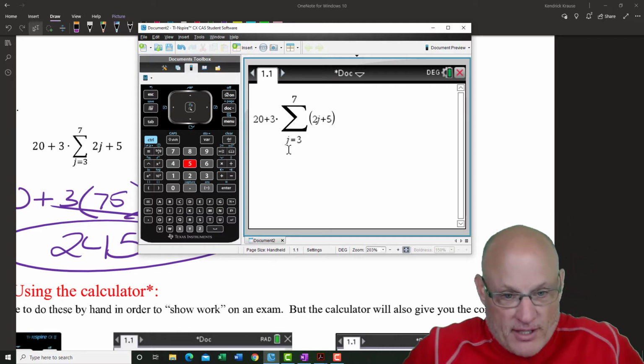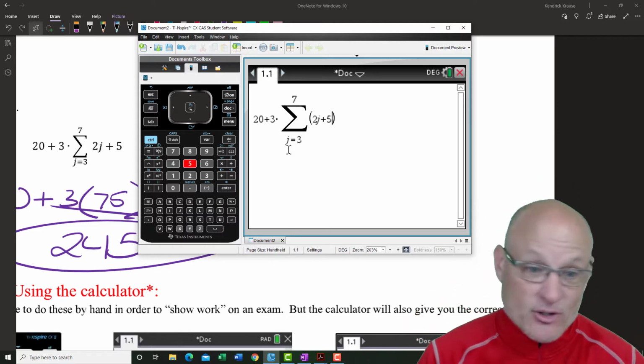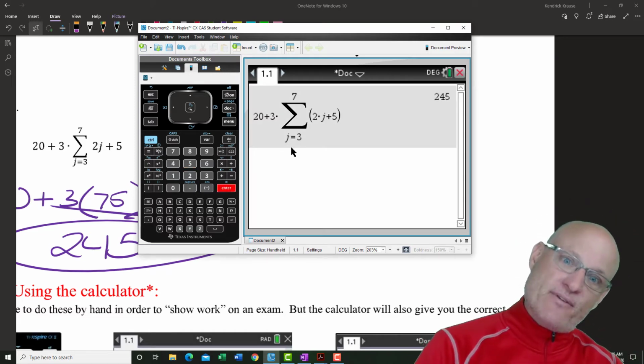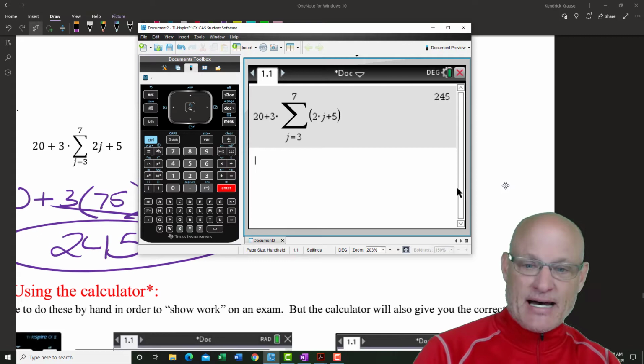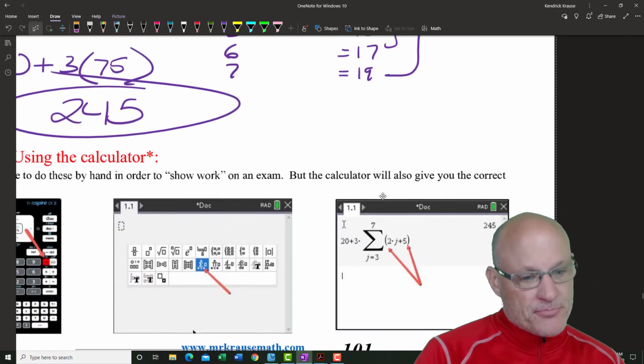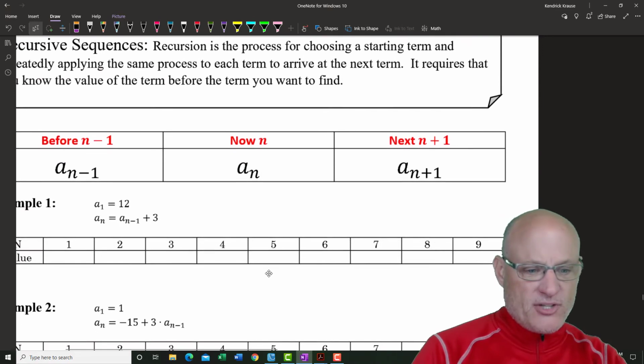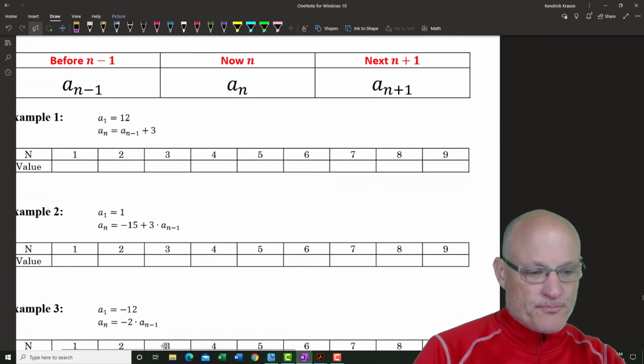So if you ever see a problem like this on a test or a quiz or something like that, you just type that in and you go, bam, 245. There it is. Pretty simple stuff. Not hard at all. All right, that's that. All righty. Let's talk about this idea of recursion.